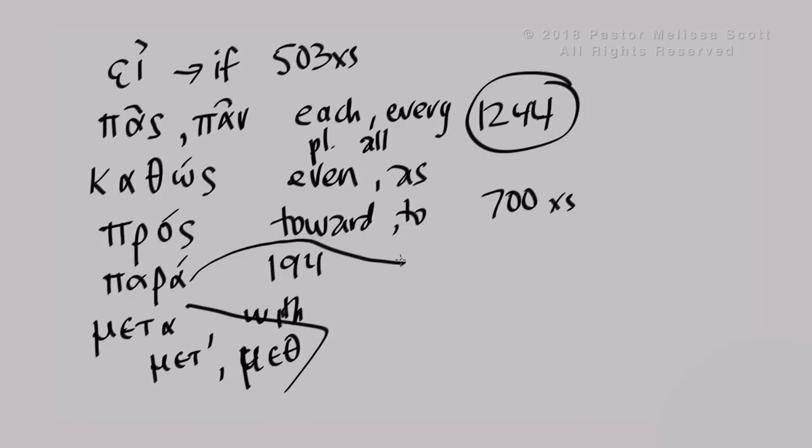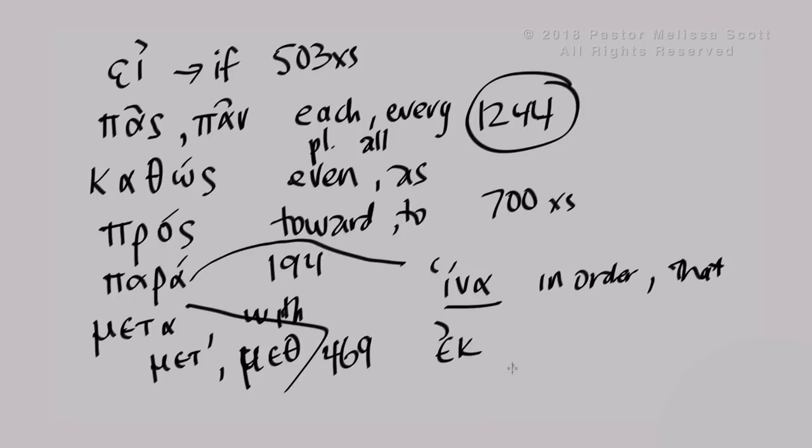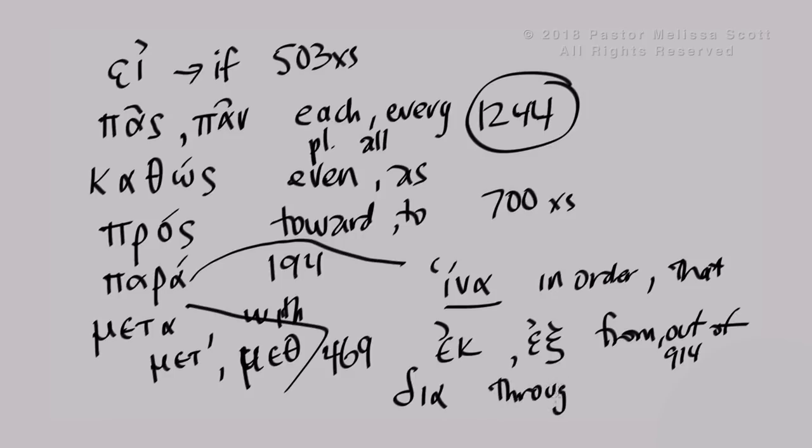Meta, with, 469 times. Ina, in order, or that. This is one you should know. I may have even given it to you already. Ek, or you may see it like this, written like this, which is from or out of, 914 times. Dia, through, another big word, through, by, on account of.